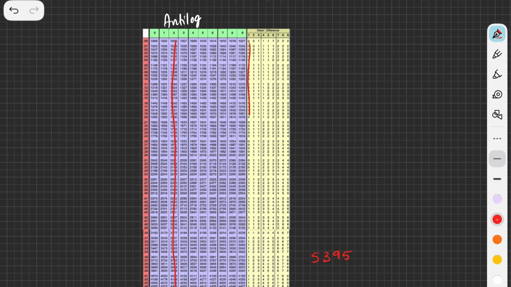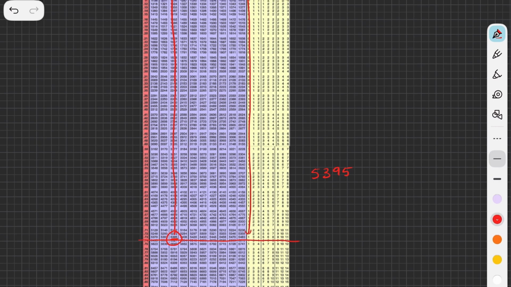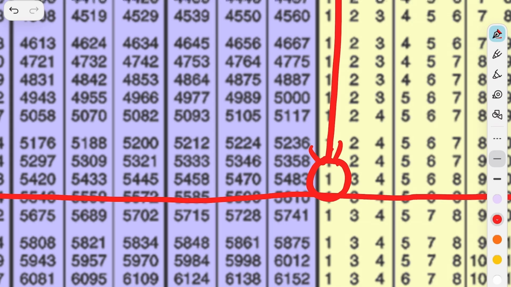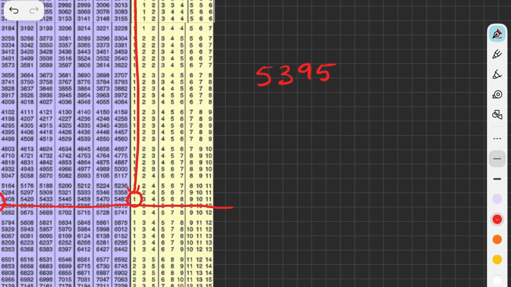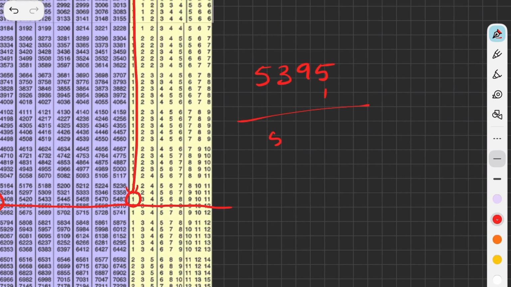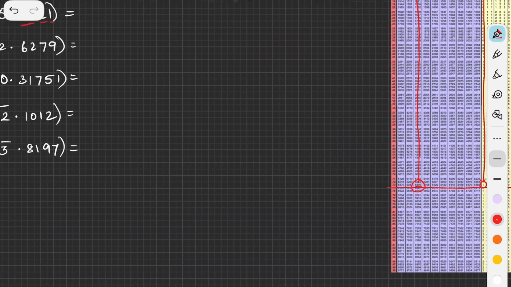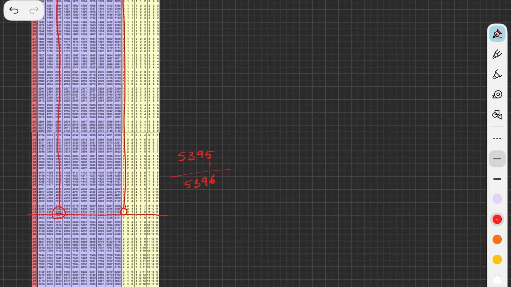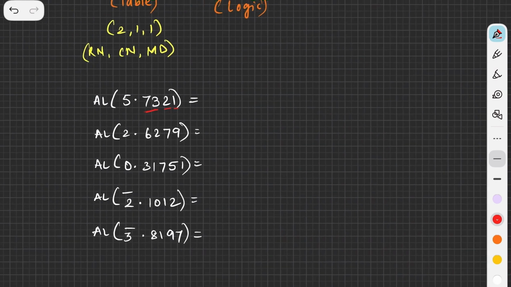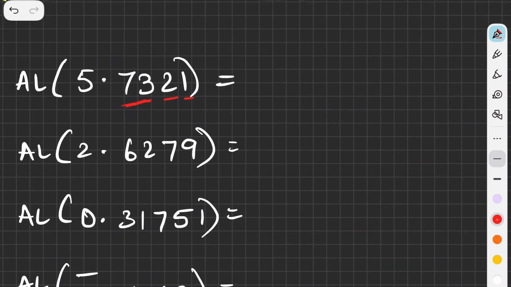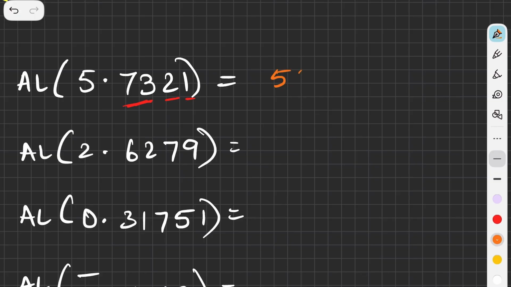So this is the mean difference coming down, and you come to this point. If you see, I get a 1 over here, so it would be 1 added. So this is 5396. Now this is the same process that we do in log. So I have gotten 5396. I'll write it over here: 5396.